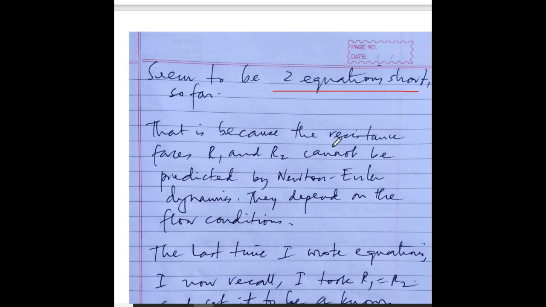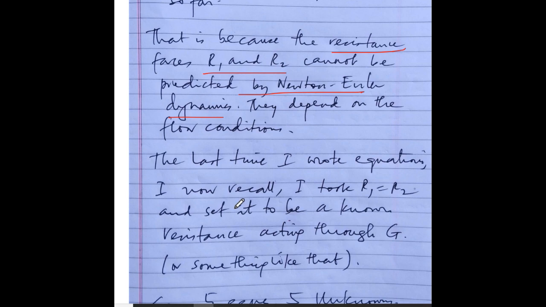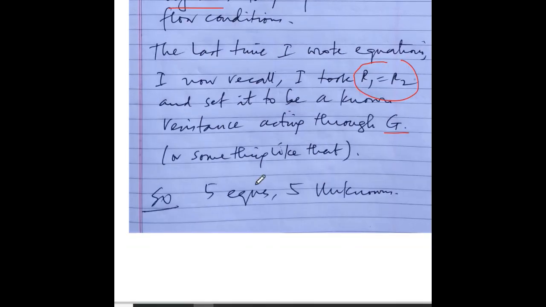This is because the resistance forces R1 and R2 cannot be predicted by Newton-Euler dynamics. They depend on the floor conditions. They are external inputs. The last time I wrote equations, I now remember, I took R1 equals R2, which means that the effective force just passes through G, and I just took a known resistance force through G, if I remember correctly. Once you do that, you have five equations and five unknowns. That, then you do what you want with them.